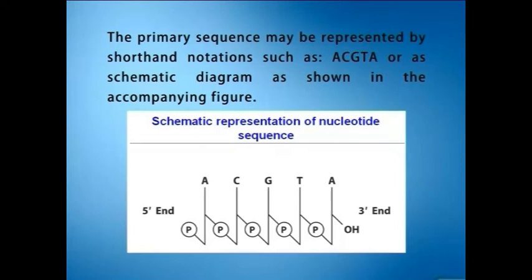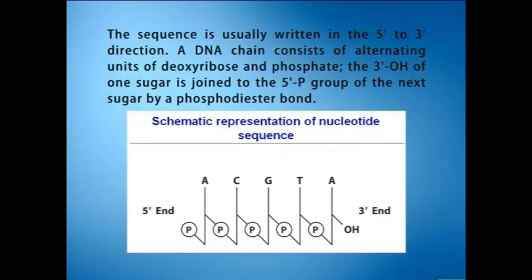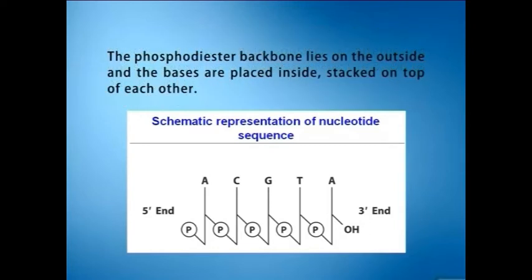The primary sequence may be represented by shorthand notations such as A, C, G, T, or a schematic diagram as shown in the accompanying figure. The sequence is usually written in the 5' to 3' direction. A DNA chain consists of alternating units of deoxyribose and phosphate. The 3' hydroxyl group of one sugar is joined to the 5' group of the next sugar by a phosphodiester bond. The phosphodiester backbone lies on the outside and the bases are placed inside, stacked on top of each other.